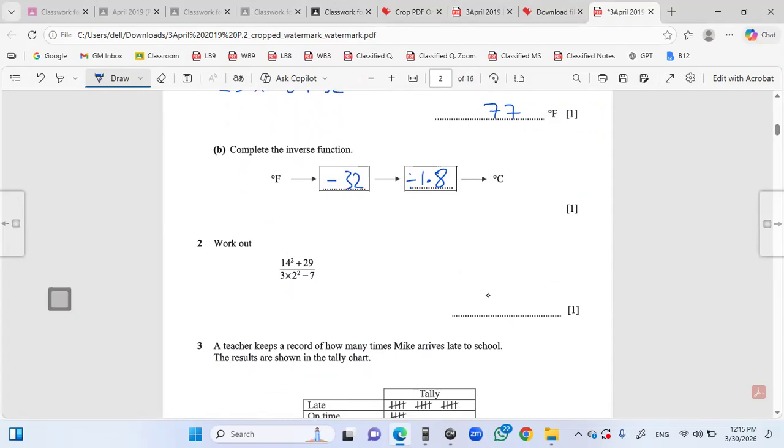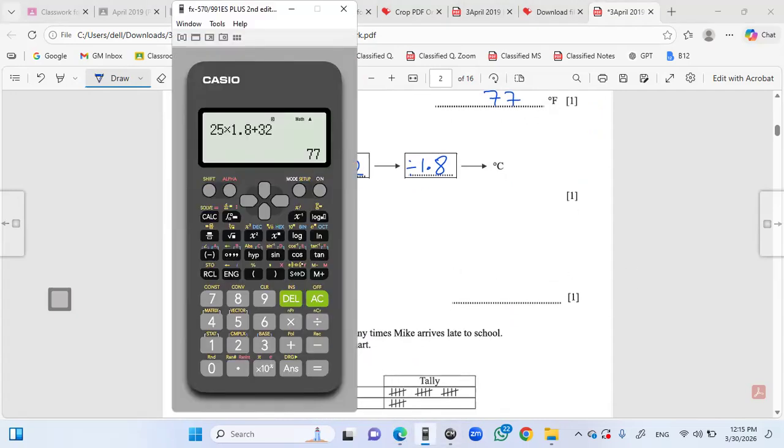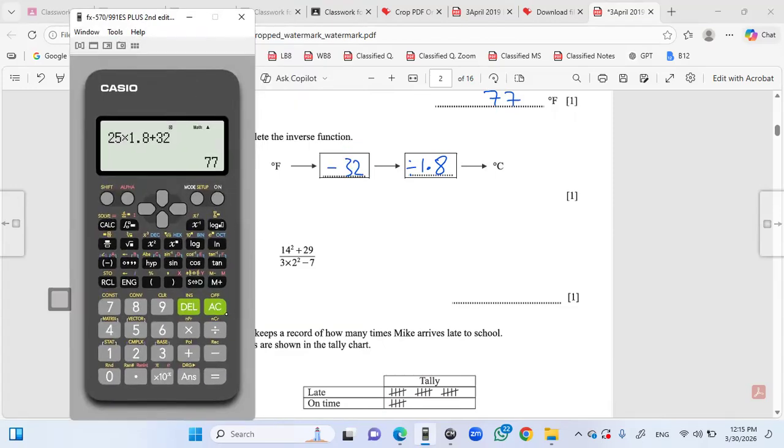Work out this. To work this out, you're going to need to use a calculator. First, in order to do that, you must write the fraction bar. So the fraction bar is the first thing that you must put on your calculator. The numerator is 14 squared.